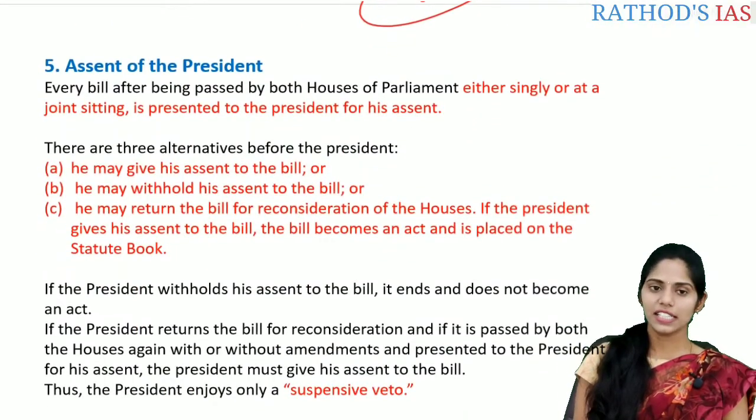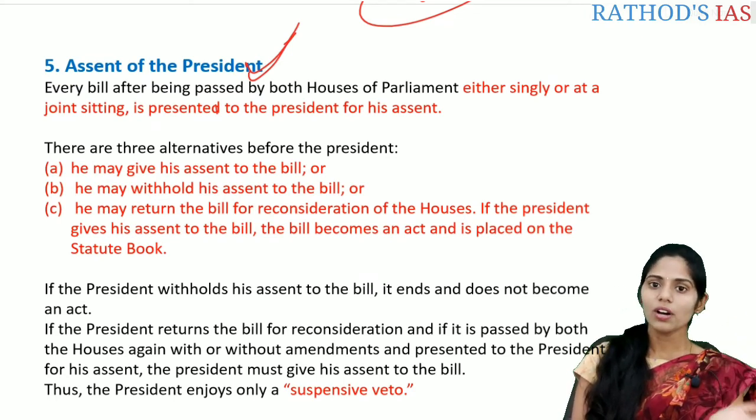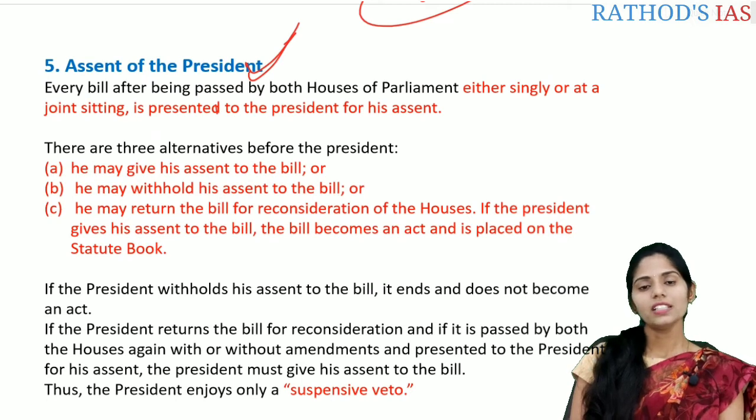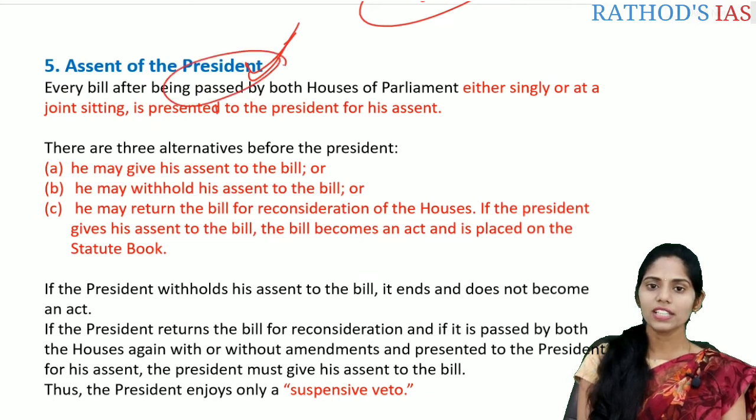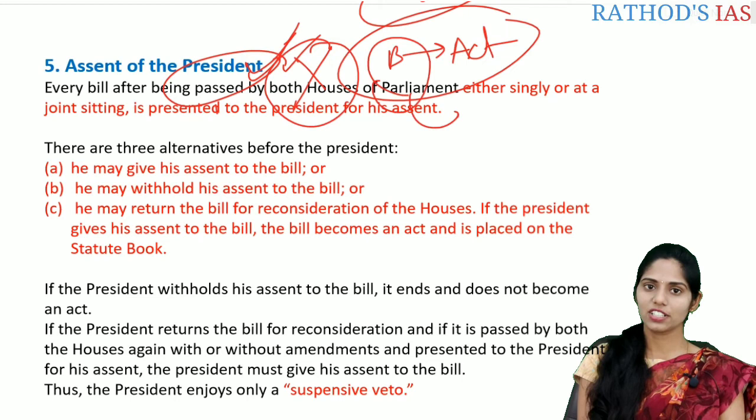And the next stage here is the assent of the President. So every bill, after being passed in both the Houses, that is the Lok Sabha and the Rajya Sabha, will be sent to the President mainly for his assent. Whenever the President gives the assent, that bill becomes an Act. If the President does not give his assent, that bill never becomes an Act.